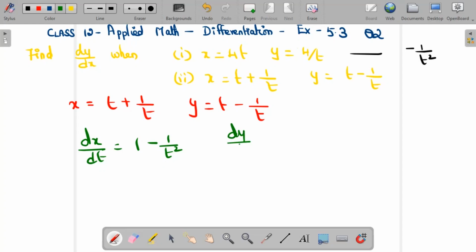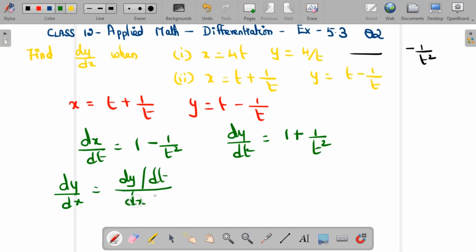Let's compute dy by dt. dy by dt is 1 minus of minus 1, so it will become 1 plus 1 by t squared. So now you need to compute dy by dx, which is nothing but dy by dt, the whole thing divided by dx by dt. So this is 1 plus 1 by t square, the whole thing by 1 minus 1 by t square.